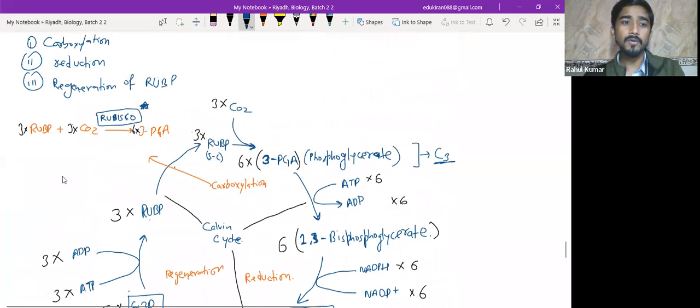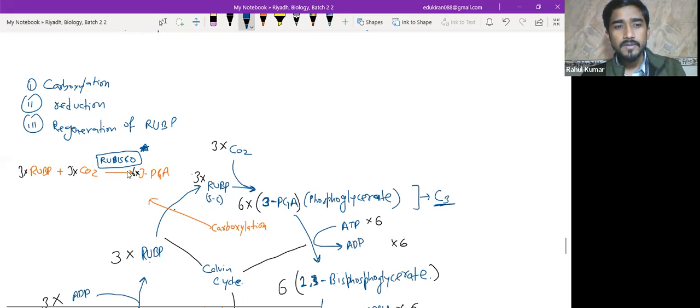And later it was figured out that this enzyme Rubisco is not what we thought it is. We used to think in the beginning that Rubisco is only able to do carboxylation. So whenever Rubisco is present, RuBP will take CO2. Do you understand? And it's true, it does that, but we thought Rubisco only does carboxylation. But later it was found that Rubisco can do both carboxylation and oxygenation of RuBP.